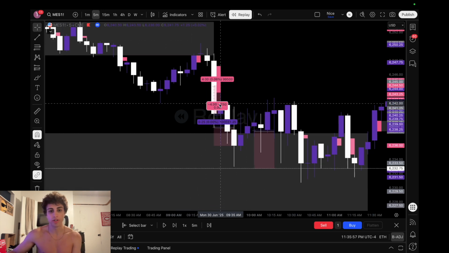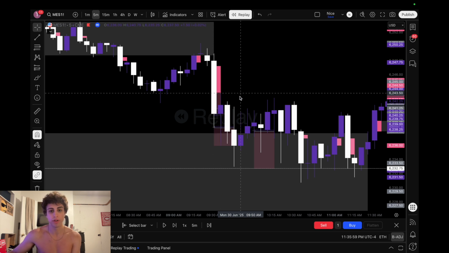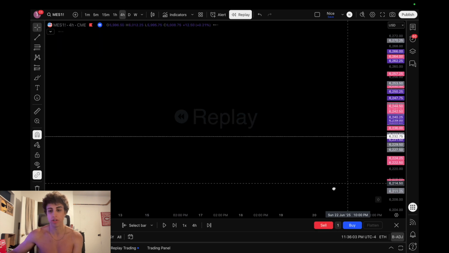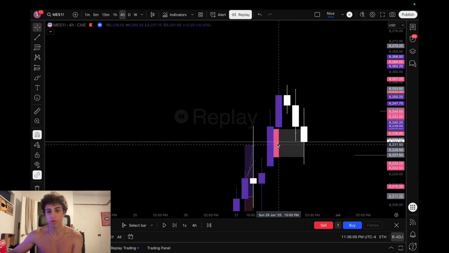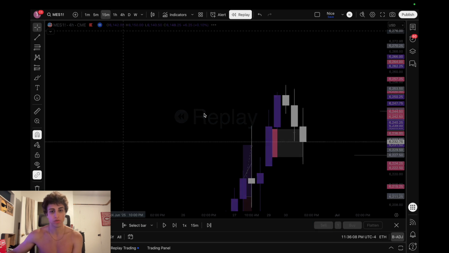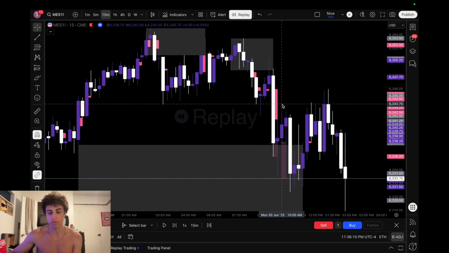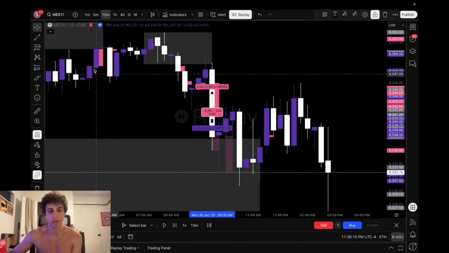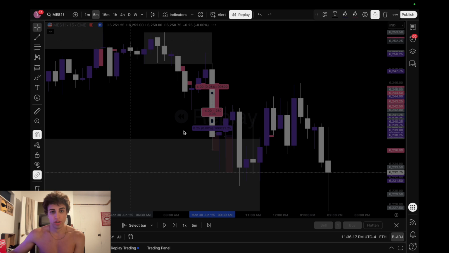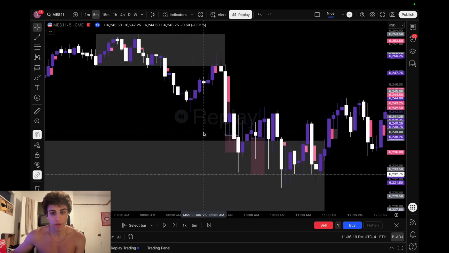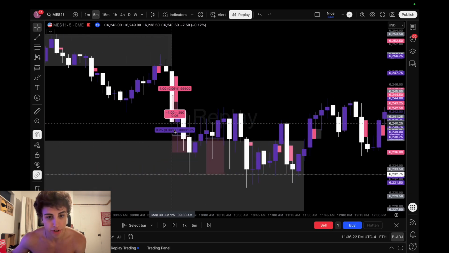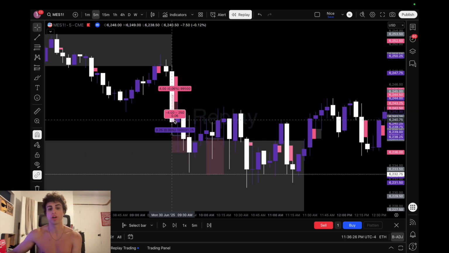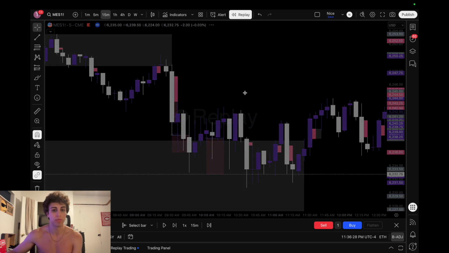Entered right there, stop at 4 pips above, and what happened is price hit this 4-hour fair value gap. So I went break even as per my rules. I went break even right here, got stopped at break even. So I entered here, hit the 4-hour fair value gap right here, and then got stopped at break even basically immediately.